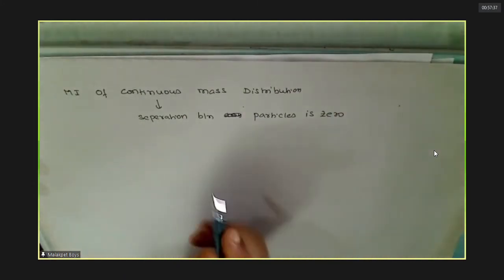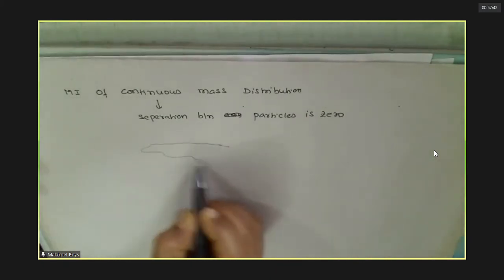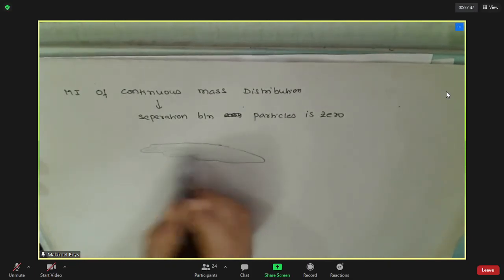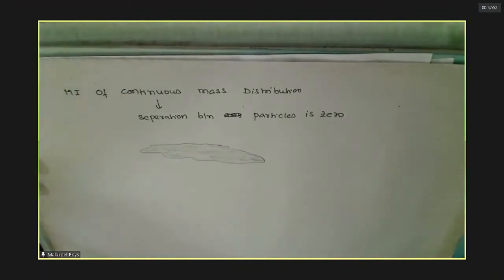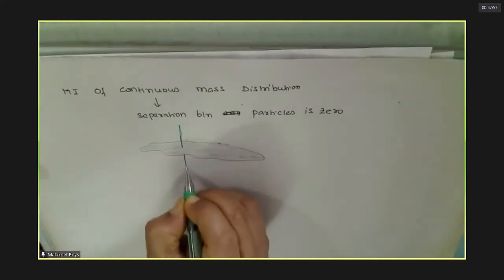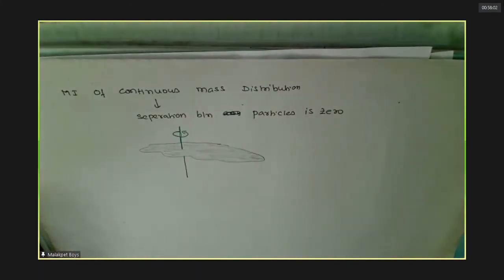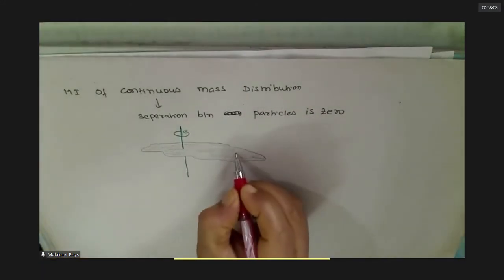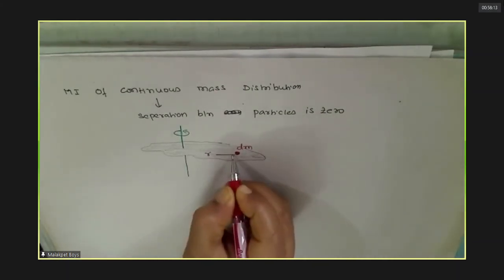Suppose it's a body, and suppose you are rotating the body from here. The body is rotated like this. It will be rotating like this. How to find the moment of inertia? You will take one small mass, dm. This is the distance.